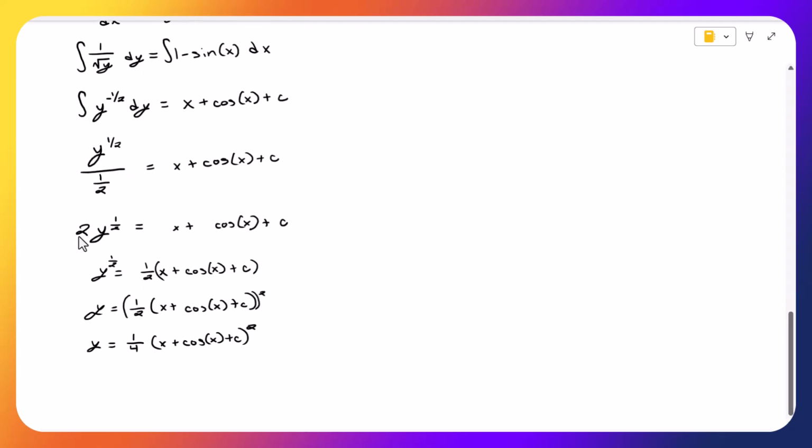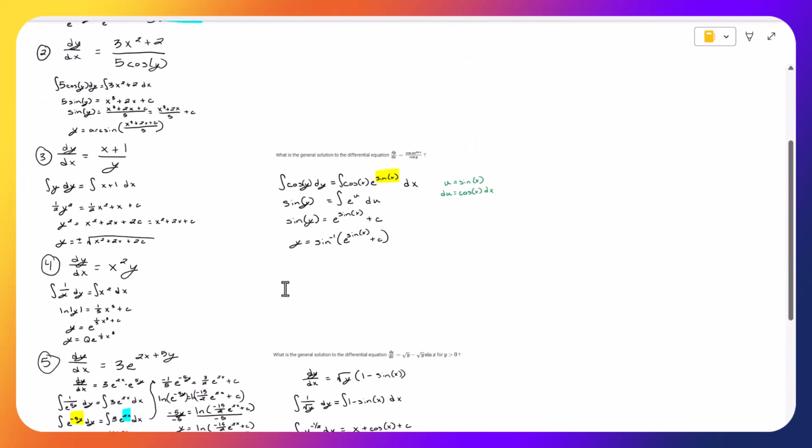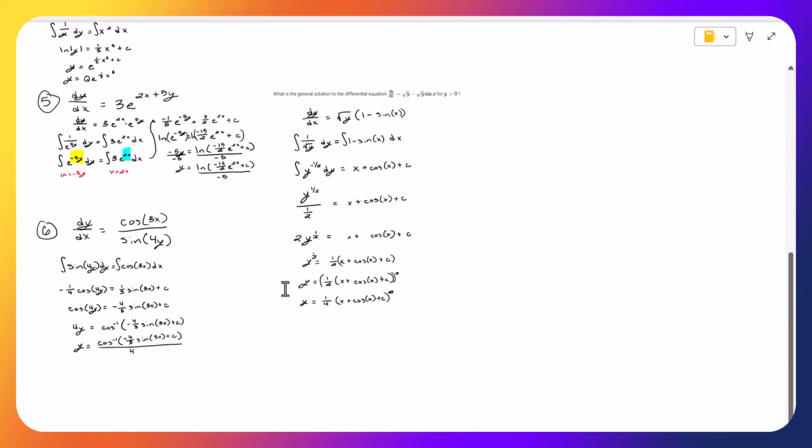Dividing by 1/2 is the same as multiplying by 2, so all I did there was change this to a 2. Divide everything by 2, or multiply everything by 1/2. In this case, I multiplied everything by 1/2. And then you square both sides to get rid of this. And 1/2 squared is just 1/4. So we get 1/4 times x plus cosine x plus c, squared. Okay. And that finishes up all my examples on separation of variables.